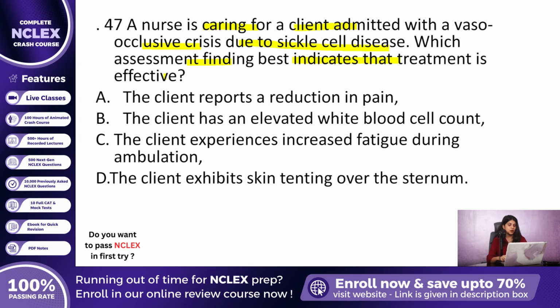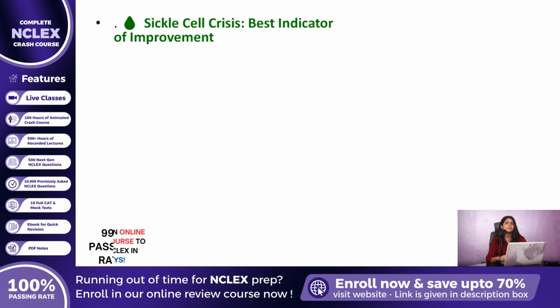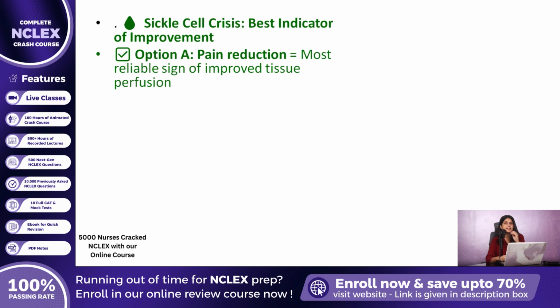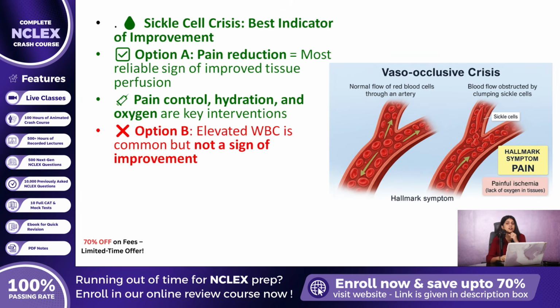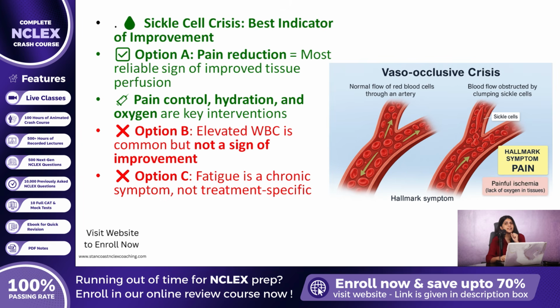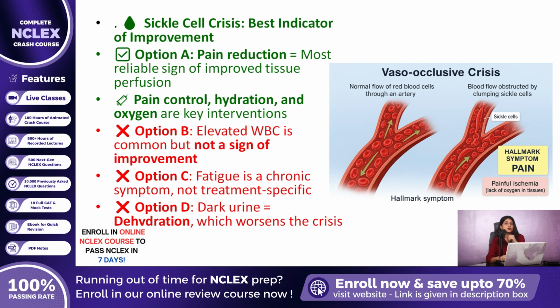The correct answer is option A. The client reports a reduction in pain. Pain relief is the most accurate marker of improved tissue perfusion in sickle cell crises. Option B is incorrect because elevated white blood cell count is typical in crises, but does not indicate improvement. Option C reflects chronic disease symptoms, not treatment effectiveness. Option D shows dehydration, which worsens vaso-occlusive episodes, not improves them. Effective management focuses on hydration, oxygen, and pain control, with decreasing pain as the clearest sign of progress.